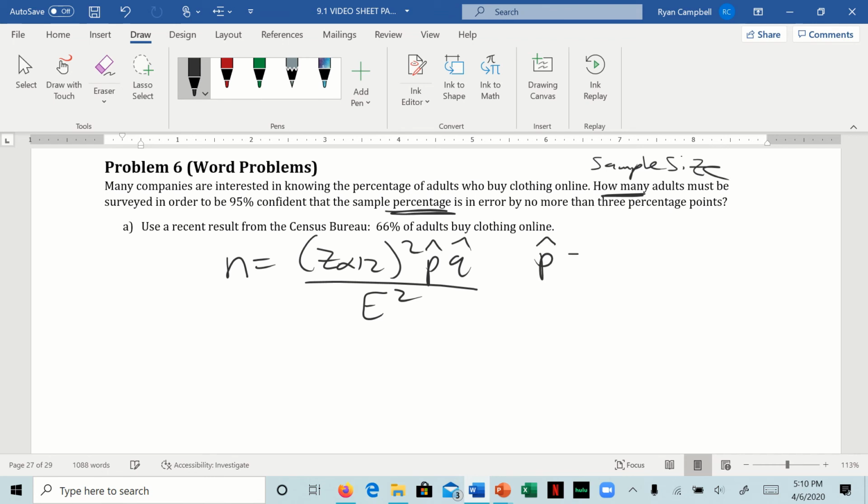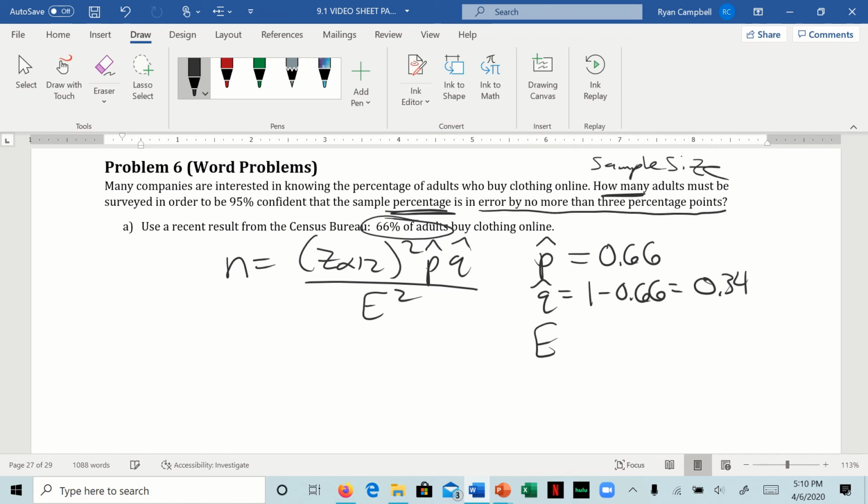So p-hat is 66%, right? That's how many people buy clothing online. 0.66. q-hat is just 1 minus 0.66, which is 0.34. Now the margin of error, we don't have to find it. It actually gave it to us, right? It wants to be in error by no more than 3 percentage points. So it's not 3, it's 3 percentage points. So that's 0.03. That's tricky. Make sure you catch that. 3 percentage points, so it'll be 0.03. You'll be off if you put 3.